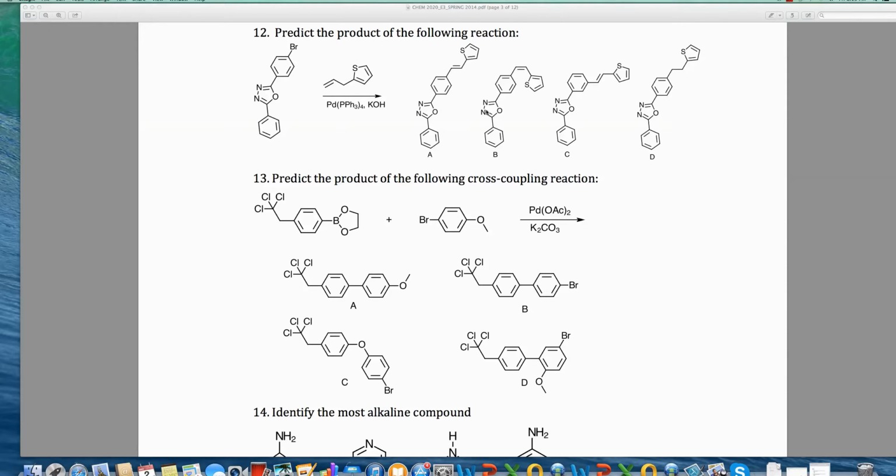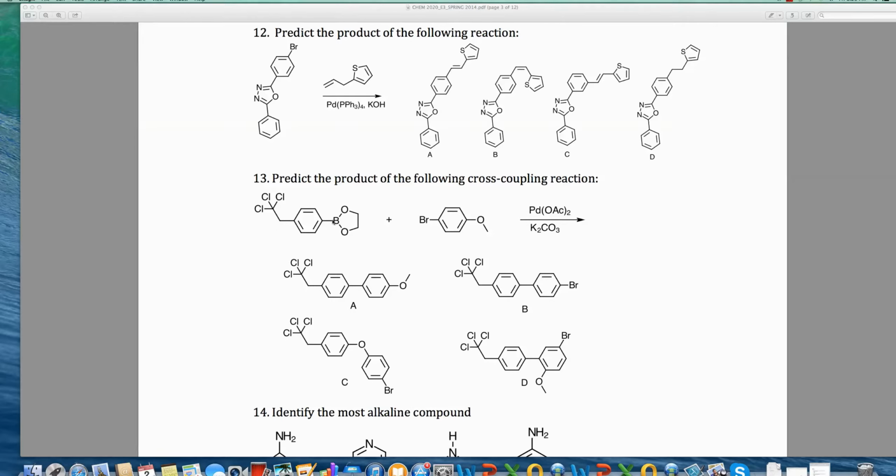I guess I really don't need to draw that after all, but this is a hallmark of the Heck reaction. It's a palladium coupling reaction under alkaline conditions, and I will attach the alkene directly to an aryl group. You can also use this to couple alkenes to alkenes, and so it is a reaction that I feel like you definitely need to know for your final exam.